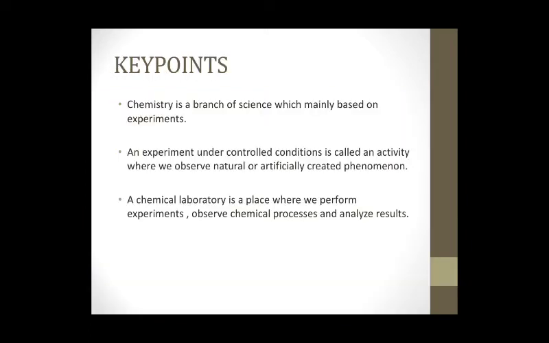What key points do we get here? Chemistry is a branch of science which is mainly based on experiments and their observation. From there, we draw out results. An experiment under controlled condition is called an activity, where we observe natural or artificial phenomena.